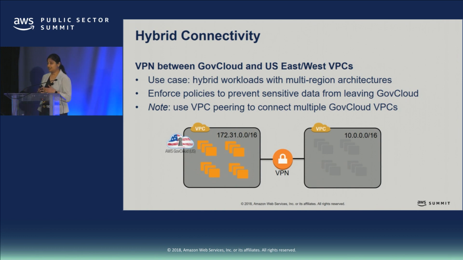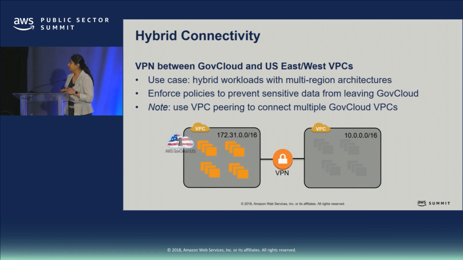One point to note here is when you open up this communication between a GovCloud VPC and a non-GovCloud VPC, always remember to enforce the required policies to prevent sensitive data from leaving the GovCloud region. And additionally, if you want to connect multiple VPCs within your GovCloud region, you can still make use of VPC peering to connect these VPCs, but still within the GovCloud region.